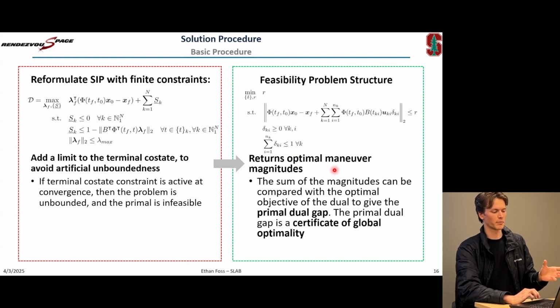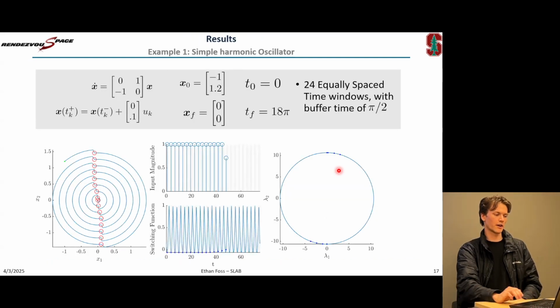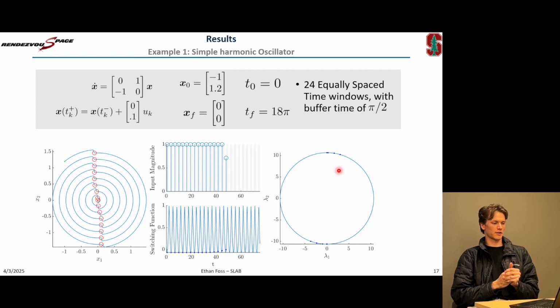So we can leverage this property by comparing the costs of these two optimization problems, and it gives a certificate. If this value is equal to 0 or close to 0, then we know that the resulting profile is globally optimal, which is great. So let's look at a basic example of this in practice.